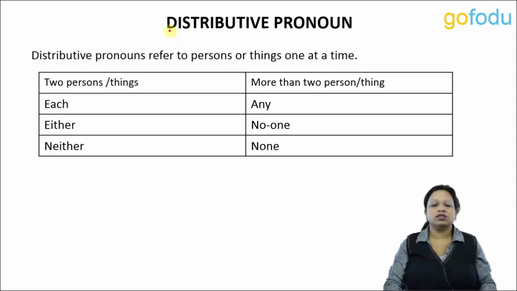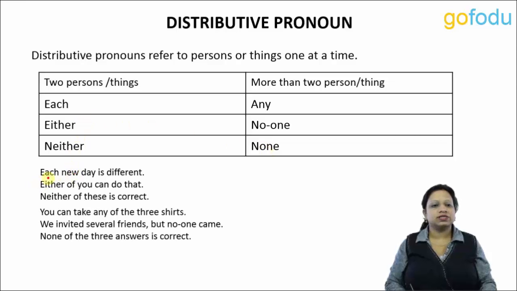Now let's take the next one, distributive pronoun. Distributive pronoun is a type of indefinite, but it refers to persons or things one at a time. All right. For example, each, either, neither, any, no one, or none. Now over here, each, either, or neither is used for only two persons or things at a time. Now guys, while pronouncing this, you can say either or neither. That is also correct. For more than two persons or things, we use any, no one, or none.